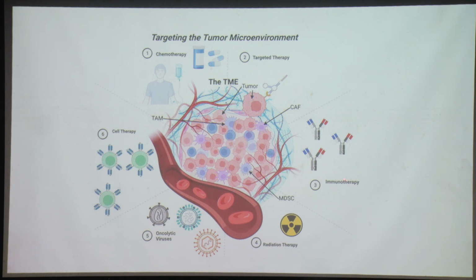Okay, so you can do immunotherapy, you can do radiation therapy. Oncolytic viruses are still here. They are the best guys, it seems. Okay, cell therapy, chemotherapy, targeted therapy.